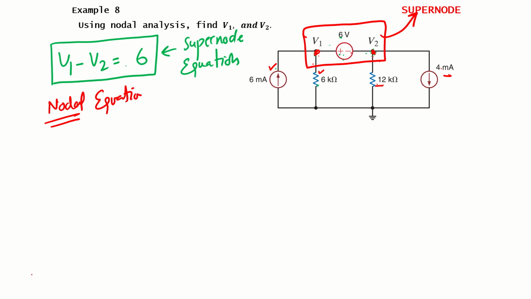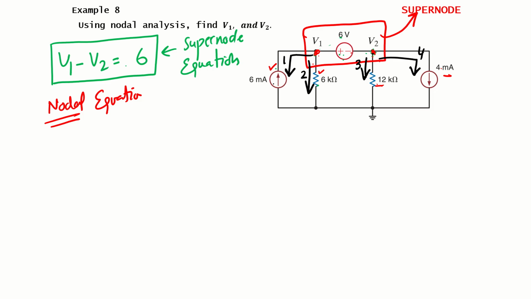So we assume that all currents are leaving from the node. Let's just label them. So 6 milliampere leaving, current through 6 kilo ohm leaving. This we already have written in the form of the supernode equation, so no need to define the currents here. Then the current through, with reference to V2, 12 kilo ohm, then 4 milliampere. So basically we have currents 1, 2, 3 and 4. We will write the equation for these four currents now.